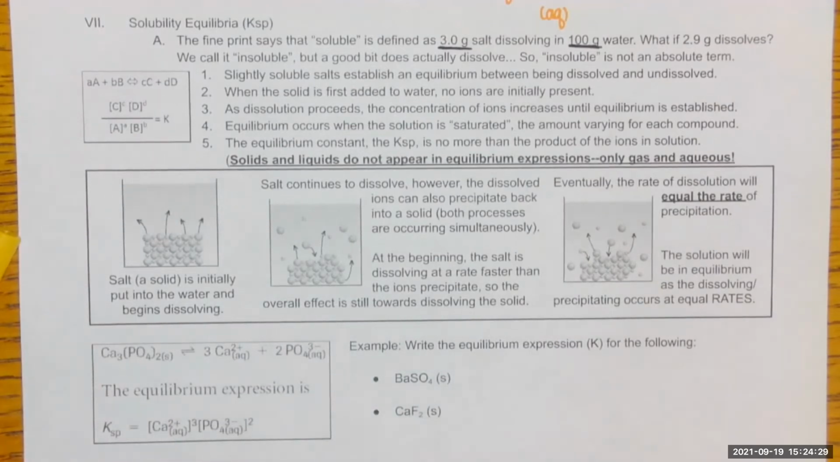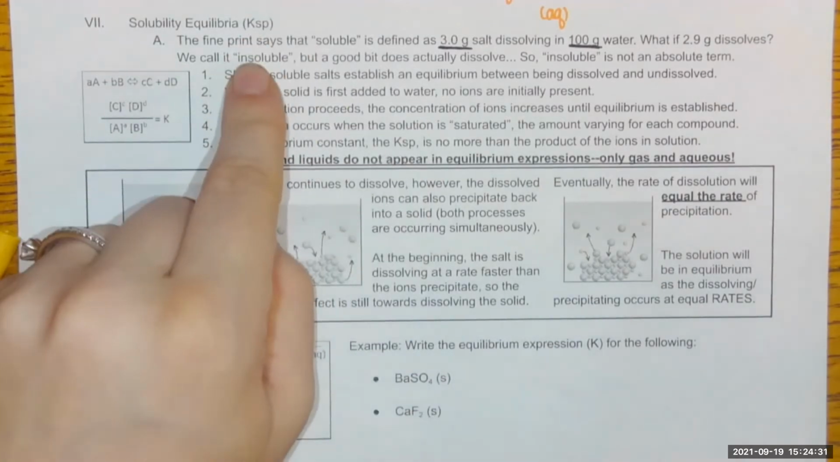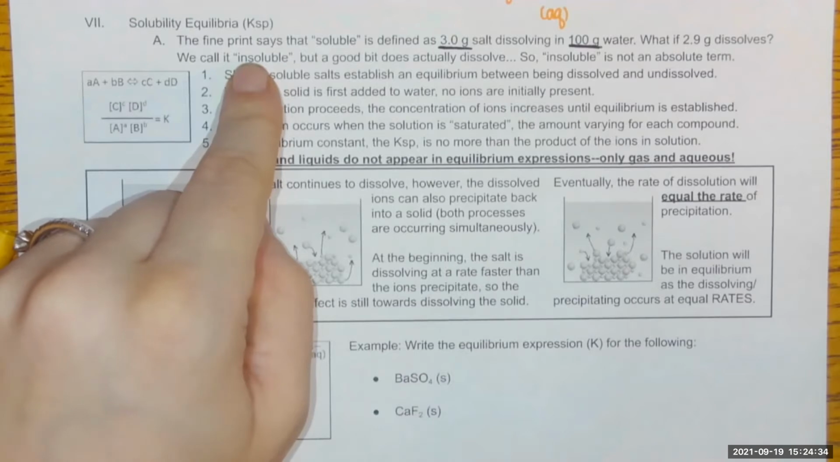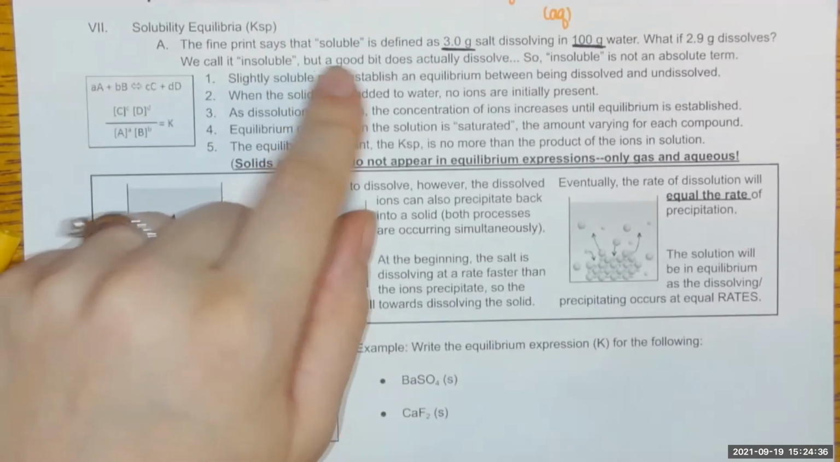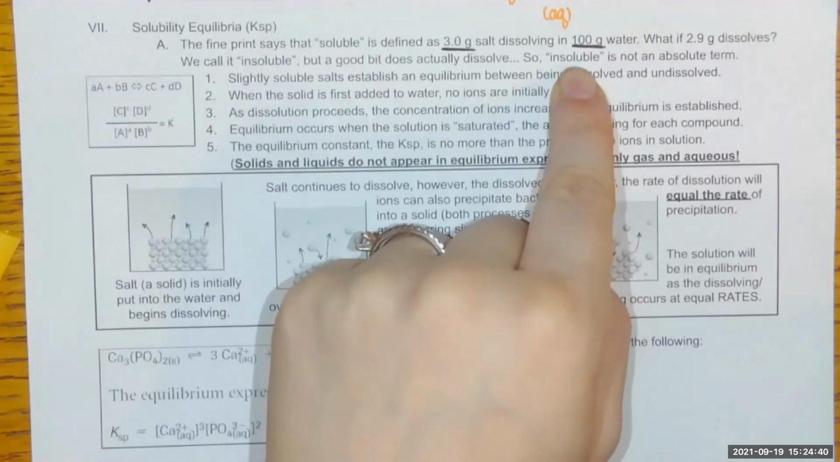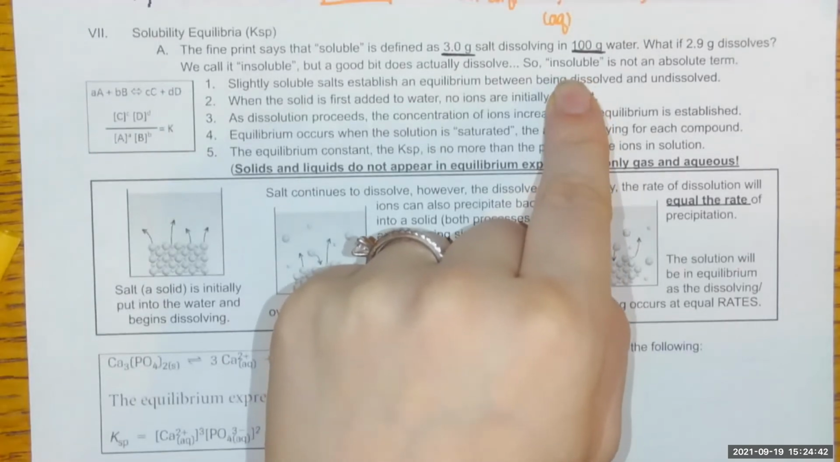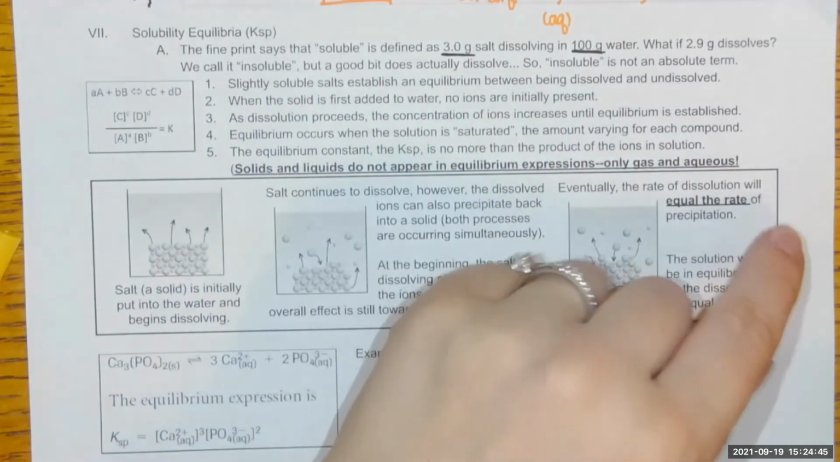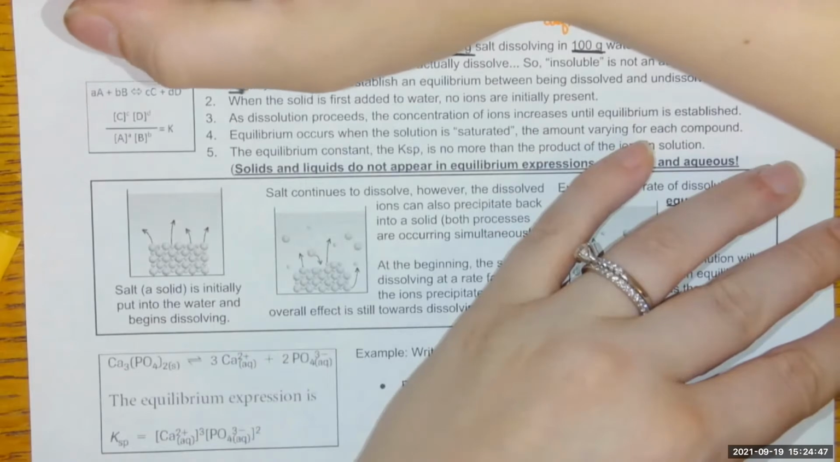On the one hand, some students will say, well, it's insoluble, it didn't cross the threshold. But I would say, a good bit of it actually did dissolve. Insoluble is not really an absolute term. So we're going to go with slightly soluble.